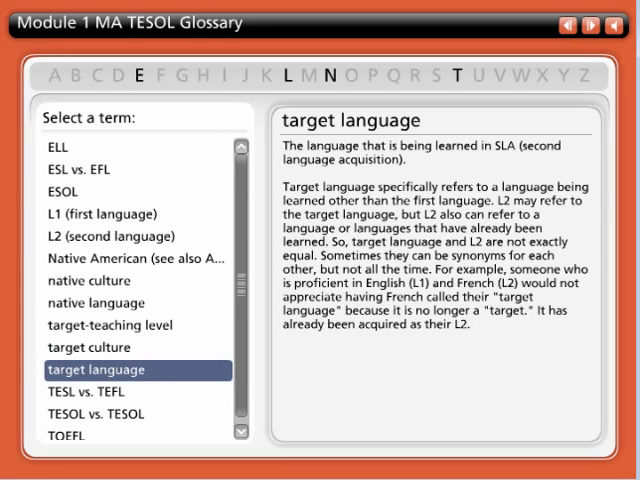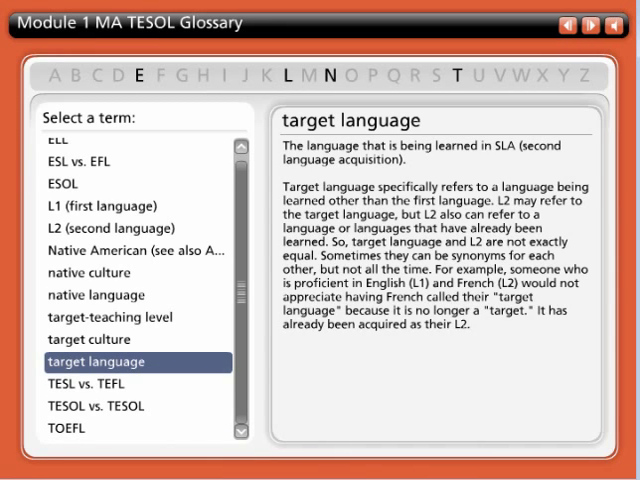Target language. The language that is being learned in SLA, Second Language Acquisition. Target language specifically refers to a language being learned other than the first language. L2 may refer to the target language, but L2 also can refer to a language or languages that have already been learned. So target language and L2 are not exactly equal. Sometimes they can be synonyms for each other, but not all the time.